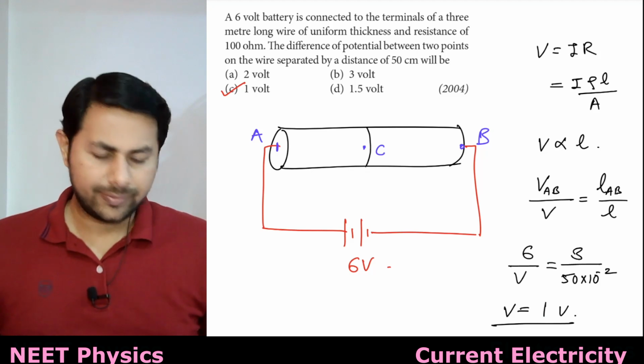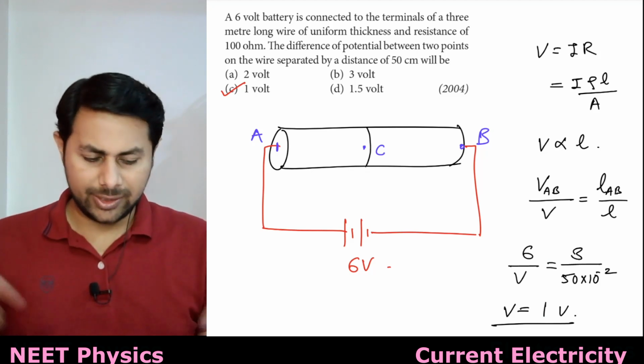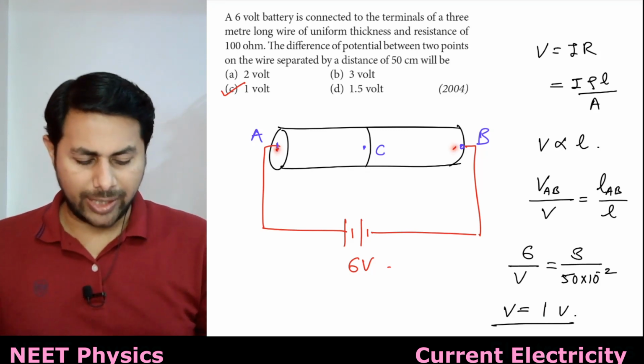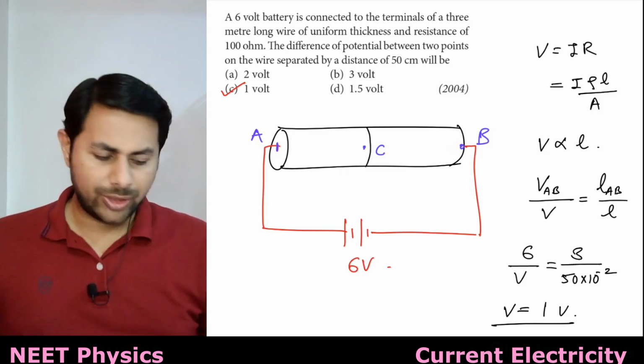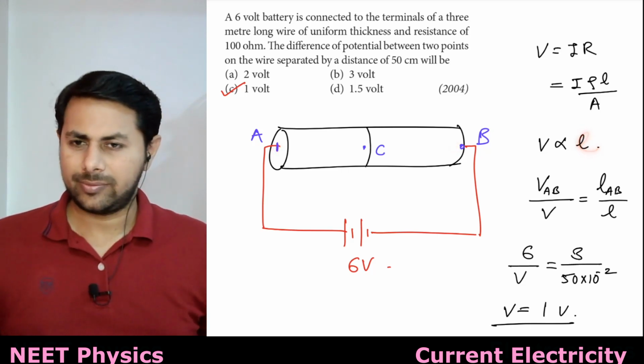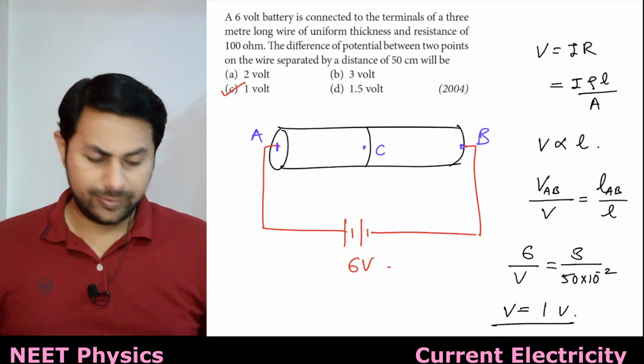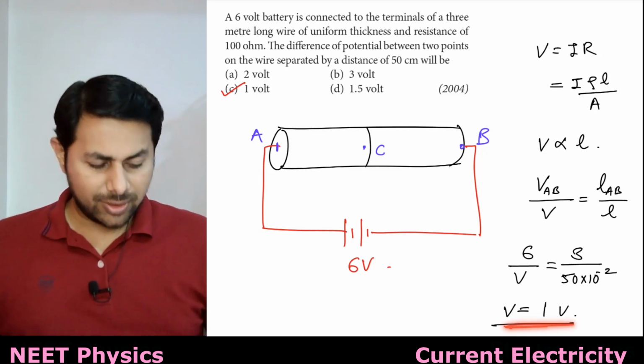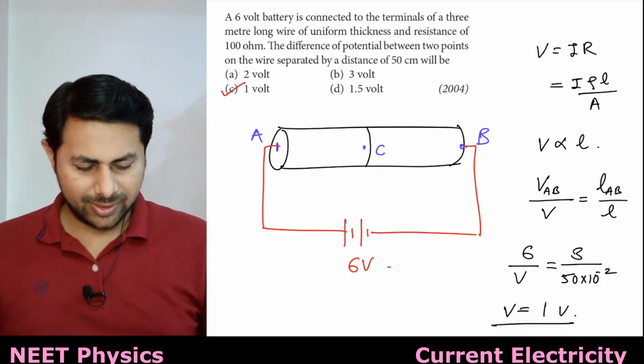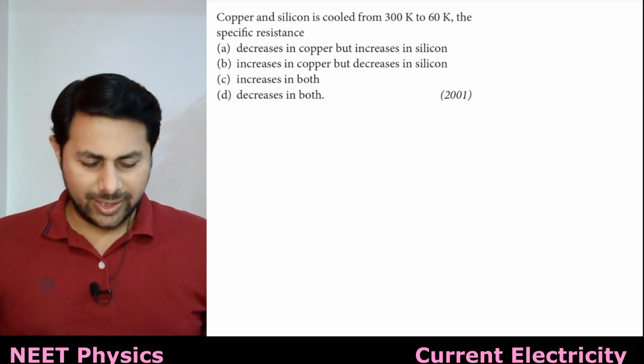This is clear. The potential difference between 2 points of a wire is directly proportional to what? The length. So that way you can solve it simply. All right, let's see the next one.